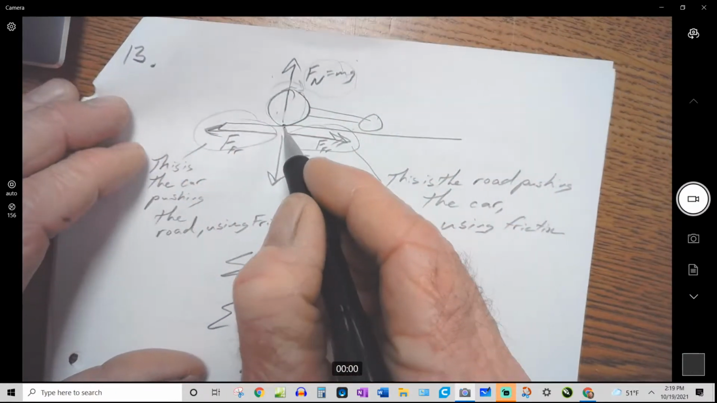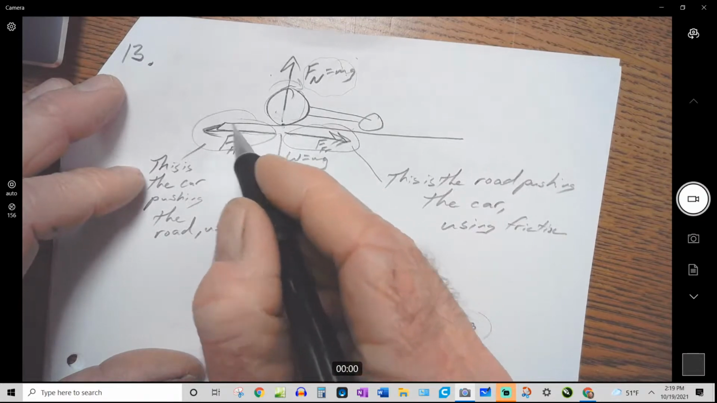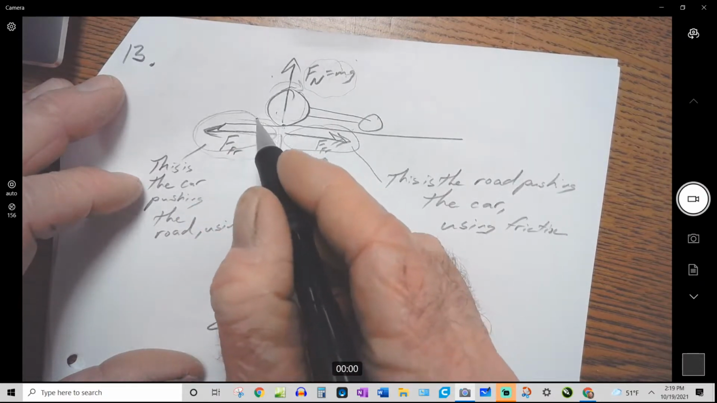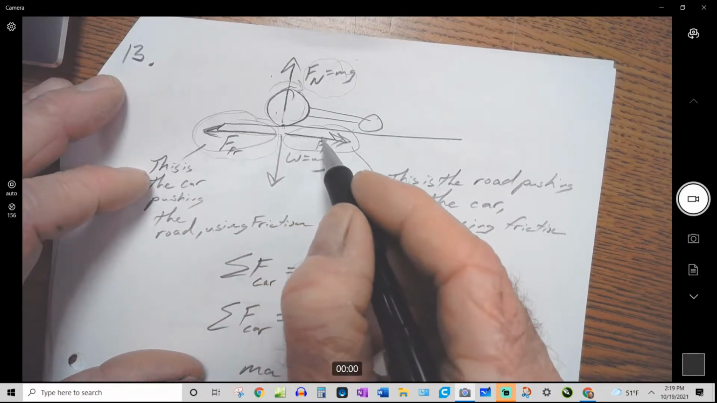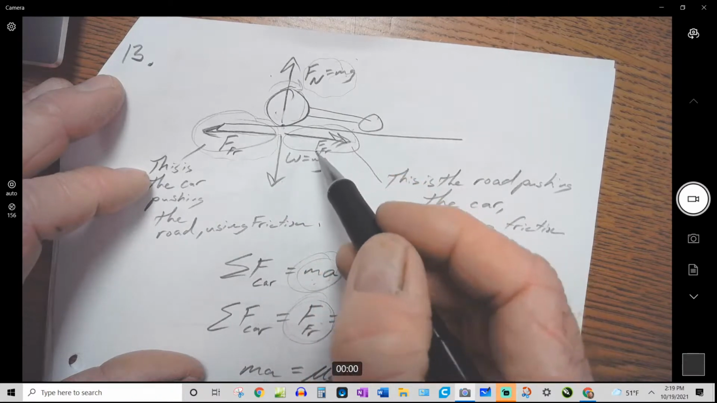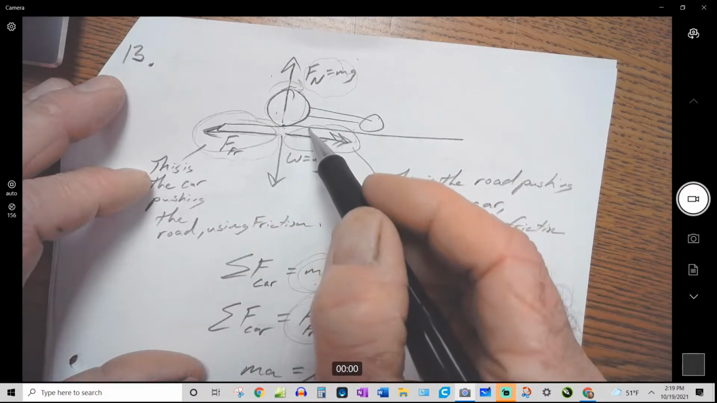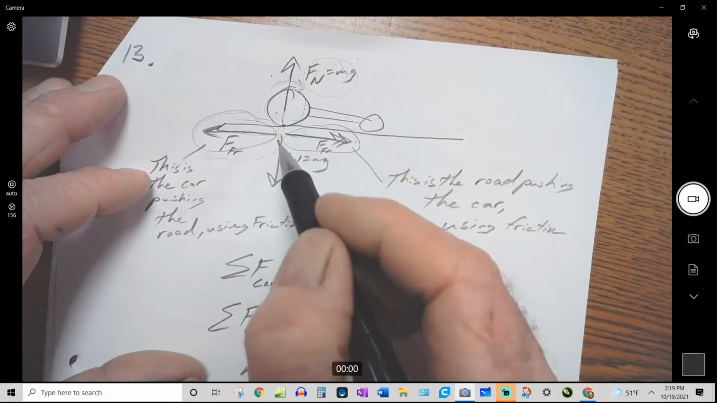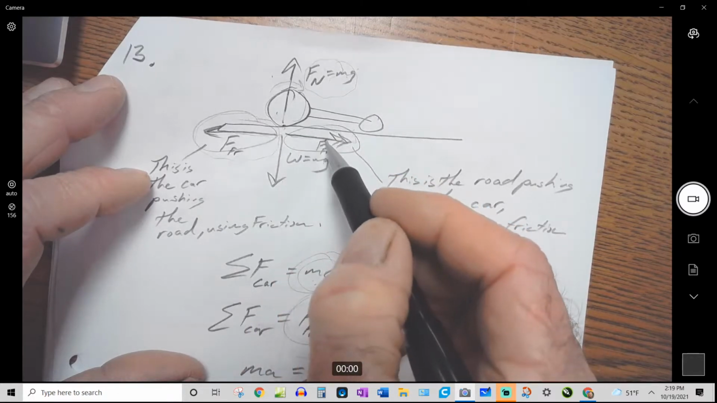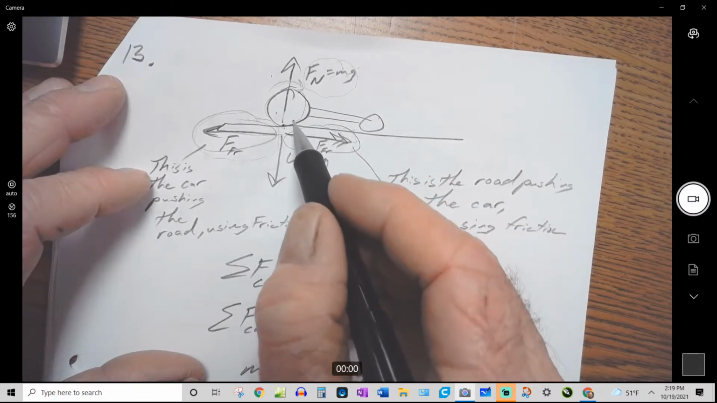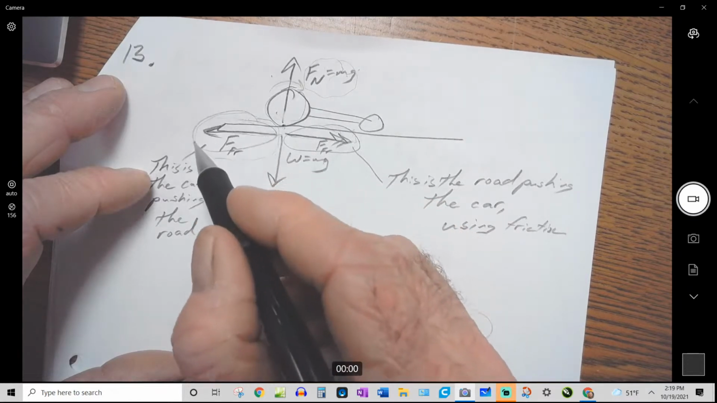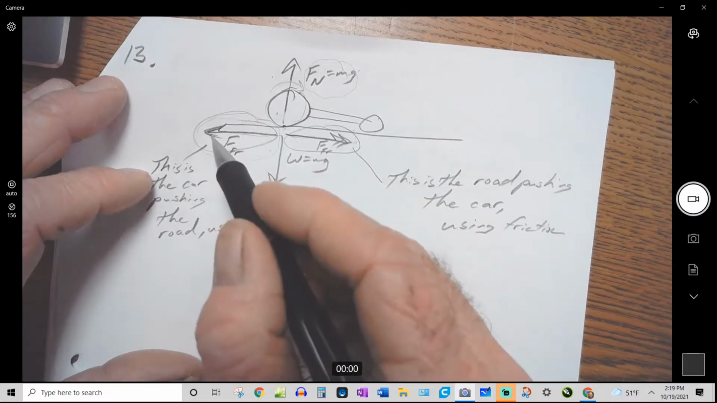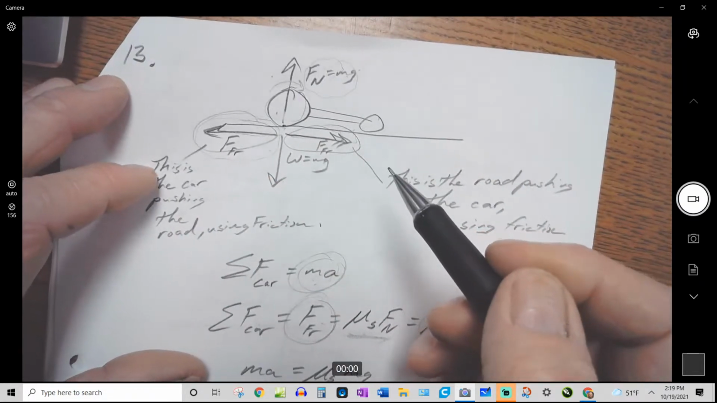At any rate, the wheel pushes back against the ground. This is the force of the wheel pushing the ground, and therefore the ground pushes the wheel forward. If there were no friction, could this car move? No. So this is, right here, the force of friction of the ground pushing the wheel forward. This is the force of friction of the wheel pushing the ground backward. Friction is allowing both of them to happen.